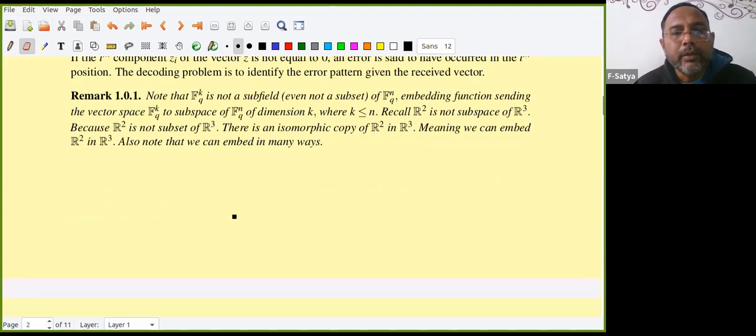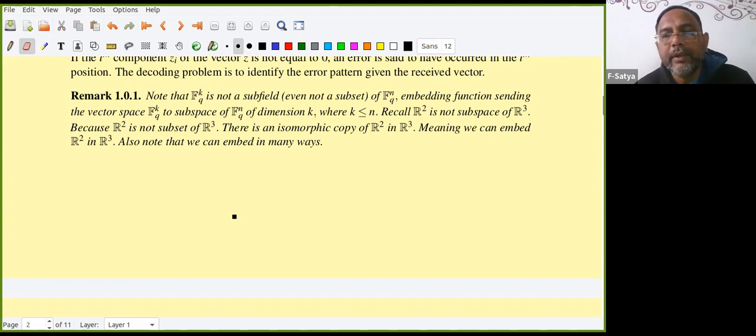Okay, so I just wrote this to simplify it again, for those who came today or after a long time. So think like this. We have F_q^K, which is not a subfield. Even it is not a subset of F_q^n, right? F_q^n contains n-tuples, but F_q^K contains K-tuples.